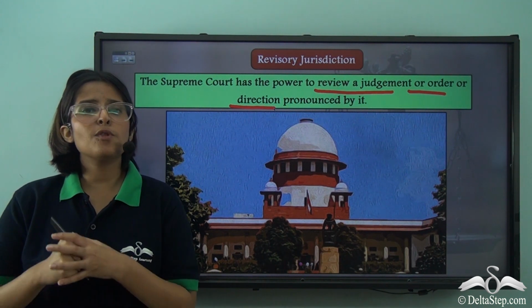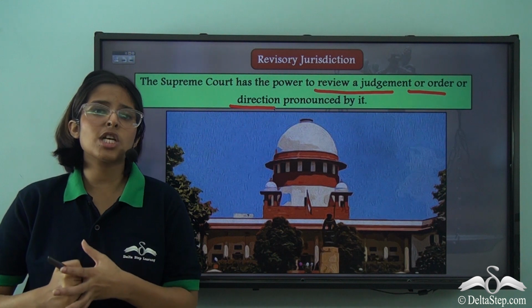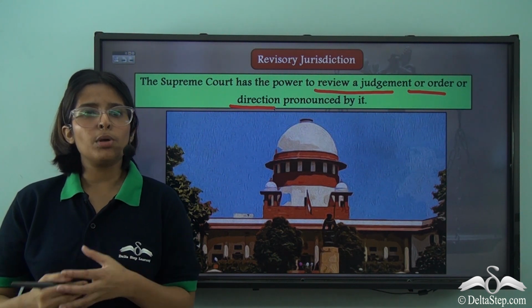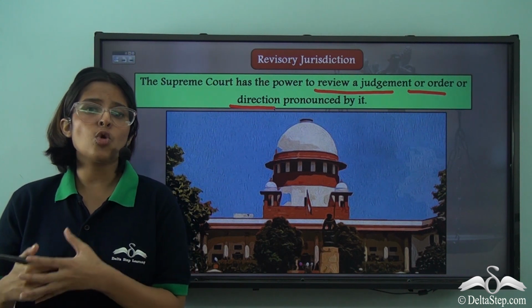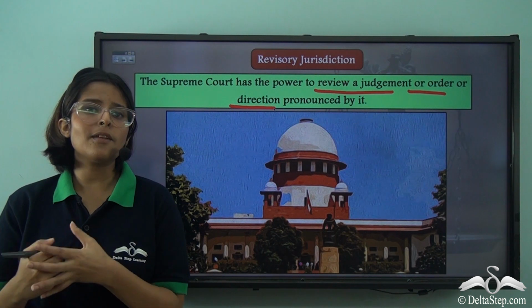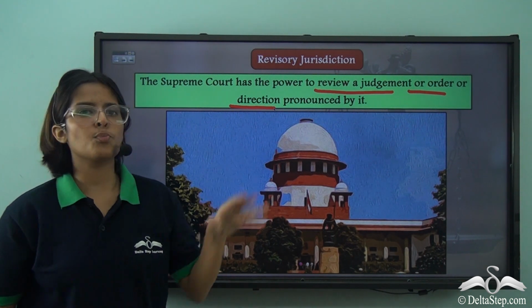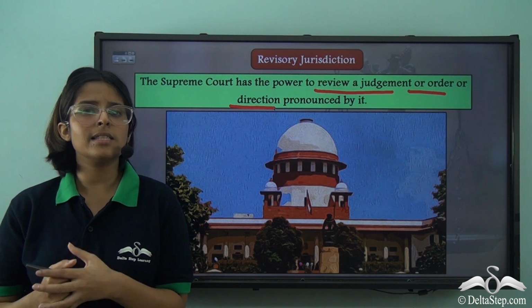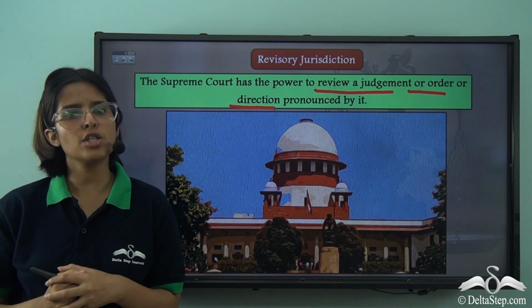So sometimes if the people feel that a judgment which has been passed by the Supreme Court is not just because it has been misjudged or a new fact has come up, then those people can file a review petition in the Supreme Court. Now let us look at a case to understand this revisory jurisdiction of the Supreme Court.